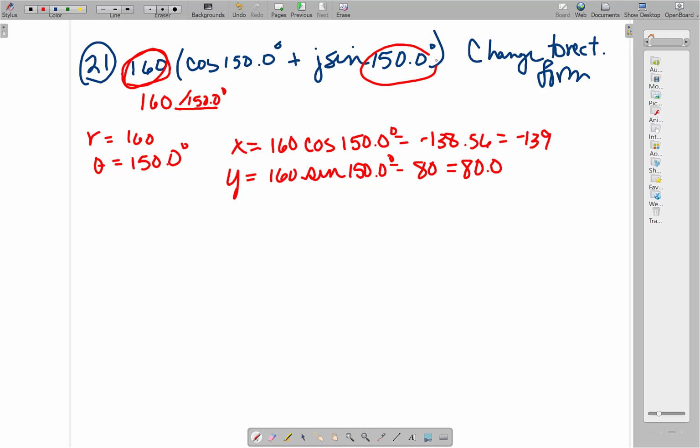Okay, so what is our final answer here? Negative 139 plus 80.0j. That is in rectangular form.